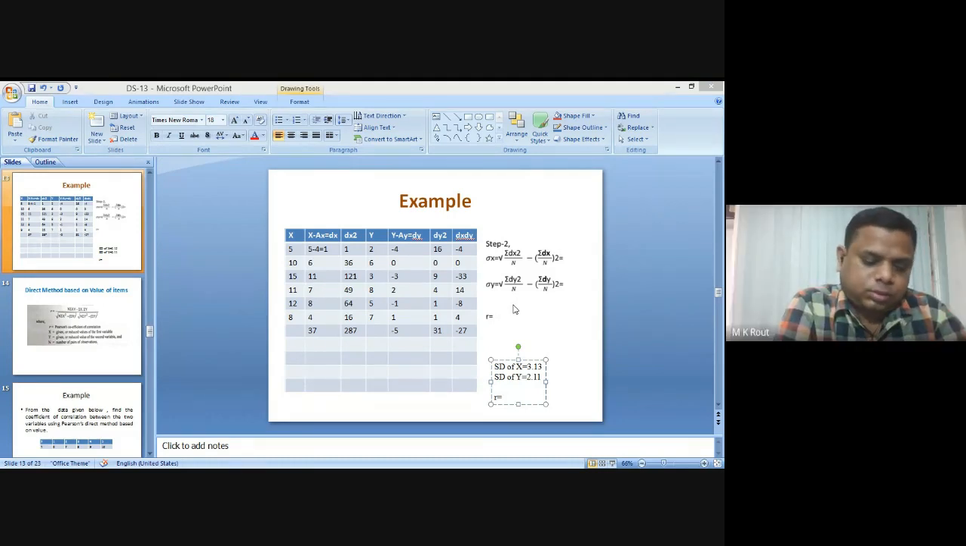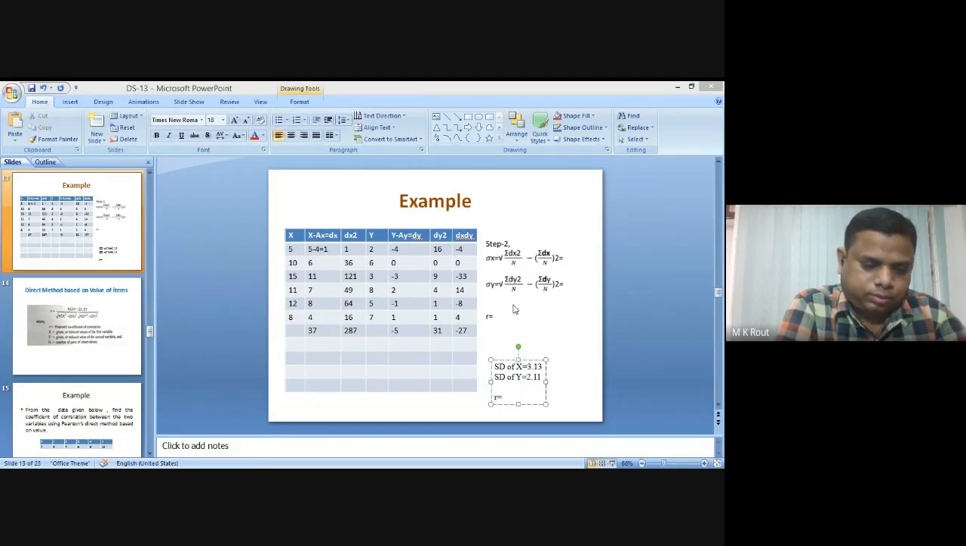Clear? You can take 17 also, no problem. Then 6.16 into 6.16 is 37.94. If you subtract from the first value, 47.83 minus 37.94, let me calculate here. That equals 9.89. Is it clear?